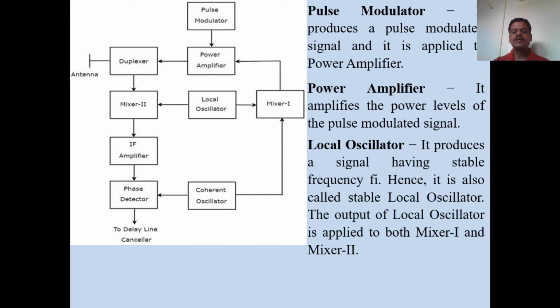Then the local oscillator, this is the local oscillator, simply one oscillator. This local oscillator produces a frequency, and that frequency is provided to mixer 1 and also provided to mixer 2. Means the output of the local oscillator is applied to both mixer 1 and mixer 2.